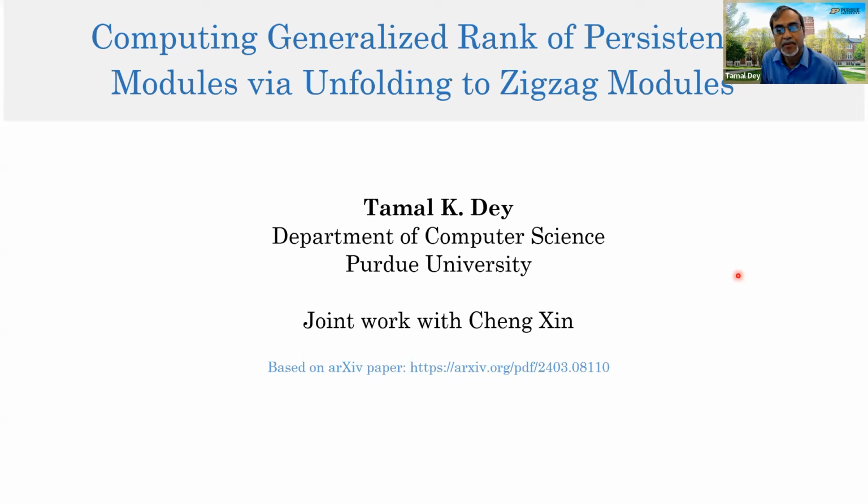So this is about computing generalized rank of persistence modules. I believe this will give an efficient algorithm. I'm not saying efficient because maybe there could be more improvement, but at least it was not clear how to compute generalized rank for persistence modules beyond 2-parameter persistence modules.